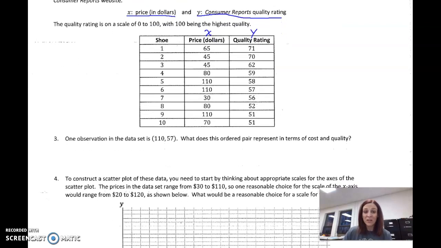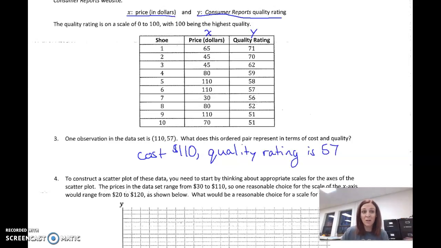So one observation in the data set is 110, 57. So right here, what does that mean in terms of cost and quality? It means that if the shoes cost $110, the quality rating is 57. Remember the quality rating is on a scale of 0 to 100, so that's in the upper half, we'll say.